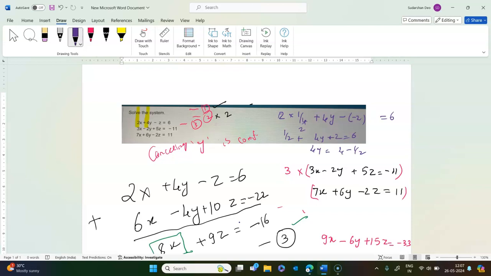So 4y is equal to 4 minus half. That will be 7 by 2. So finally, y, what will be? Y will be 7 by 4, correct? What is the value of y? Oh, sorry, not 7 by 4. That will become 7 by 8. Oh, sorry, that is 7 by 8 there. So y is 7 by 8.